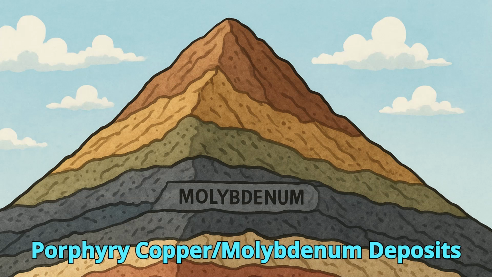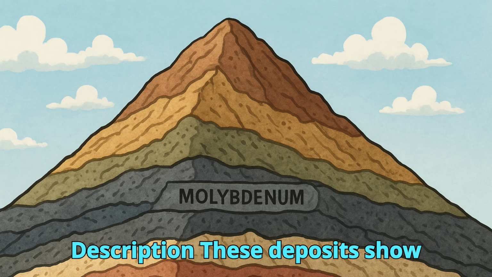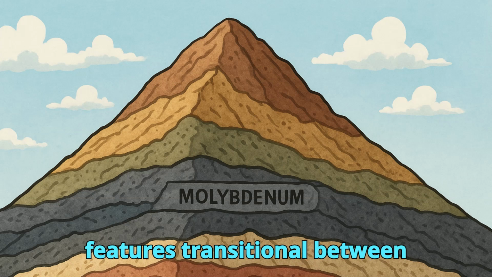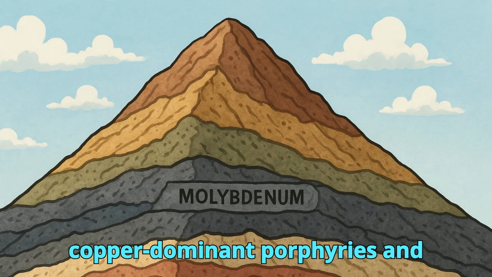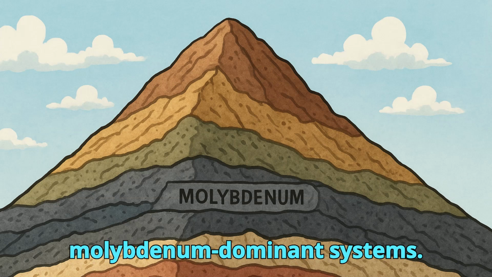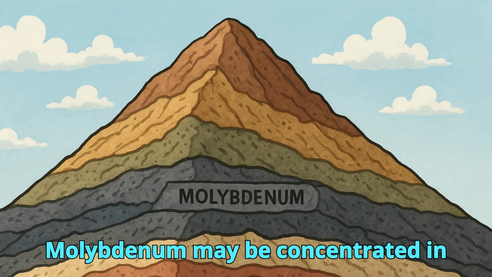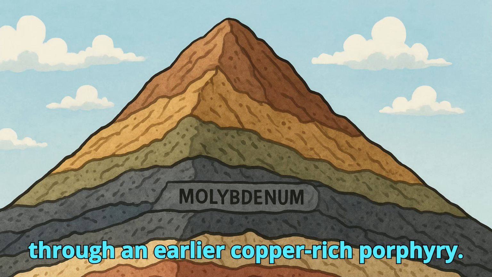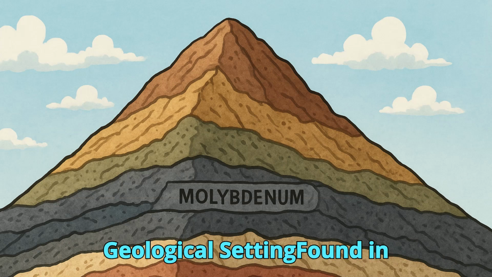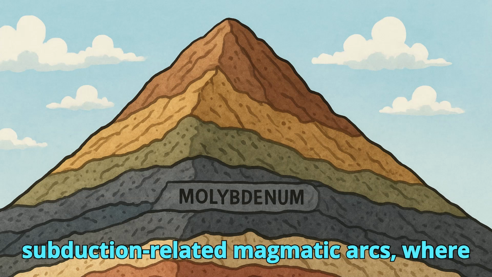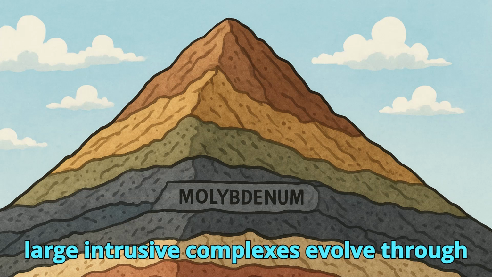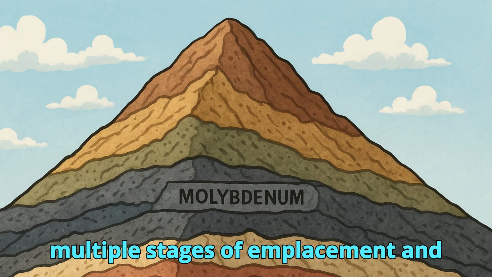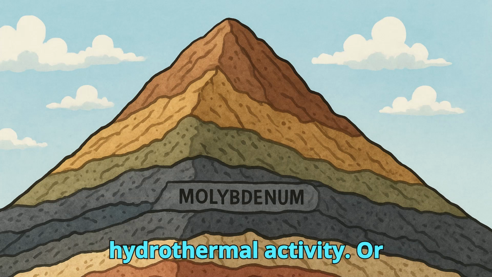4. Hybrid porphyry copper-molybdenum deposits. Description. These deposits show features transitional between copper-dominant porphyries and molybdenum-dominant systems. Molybdenum may be concentrated in late-stage hydrothermal veins cutting through an earlier copper-rich porphyry. Geological setting. Found in subduction-related magmatic arcs, where large intrusive complexes evolve through multiple stages of emplacement and hydrothermal activity.